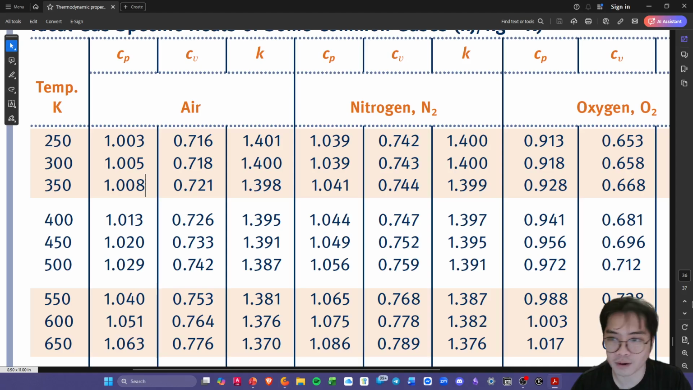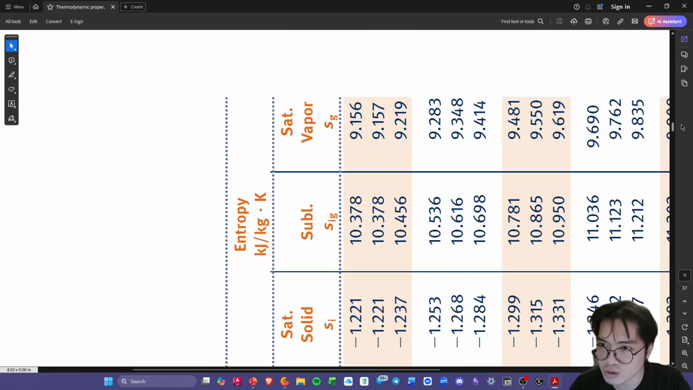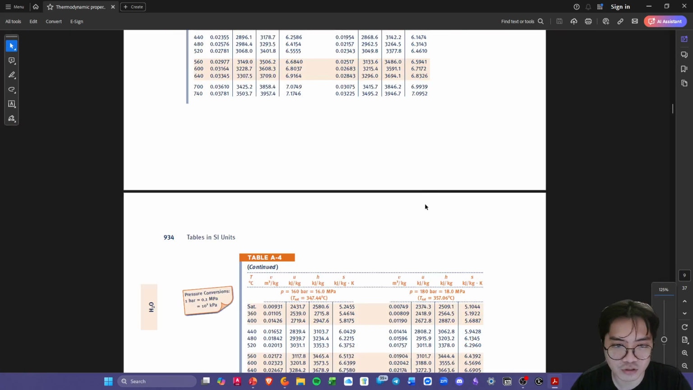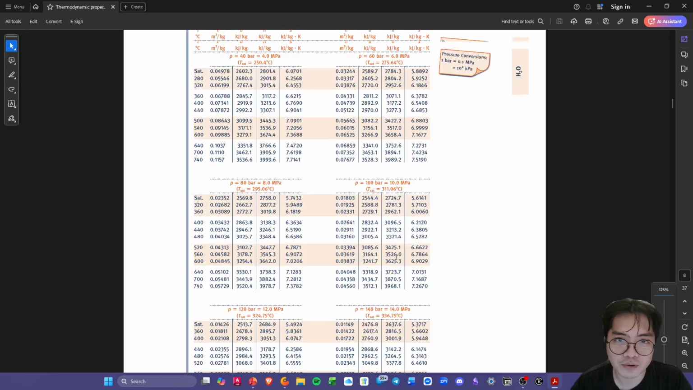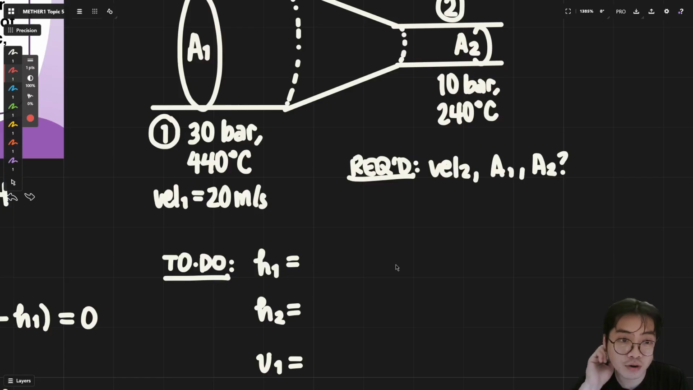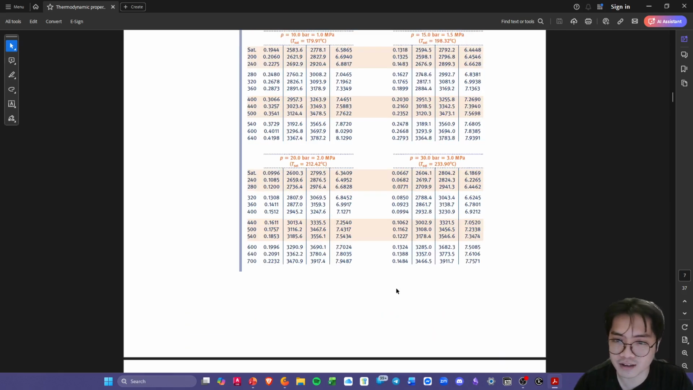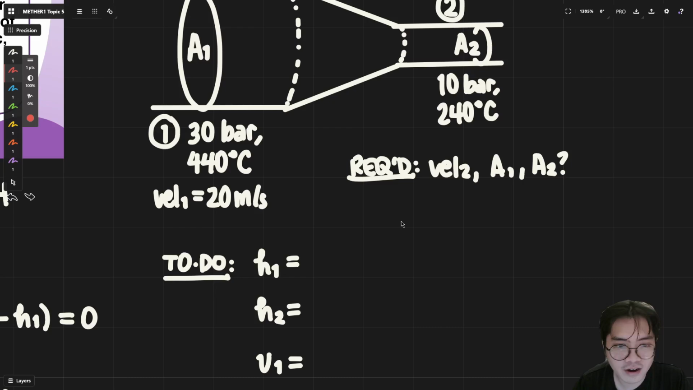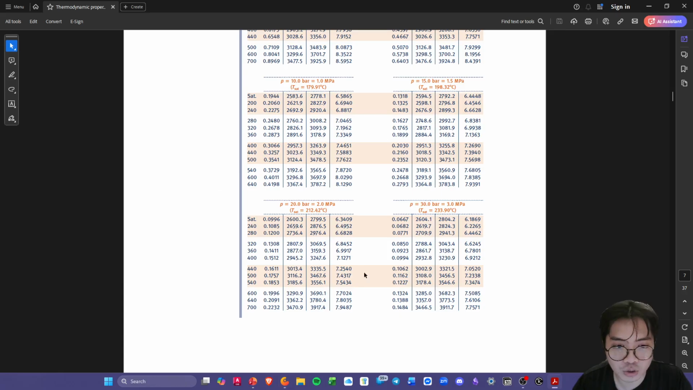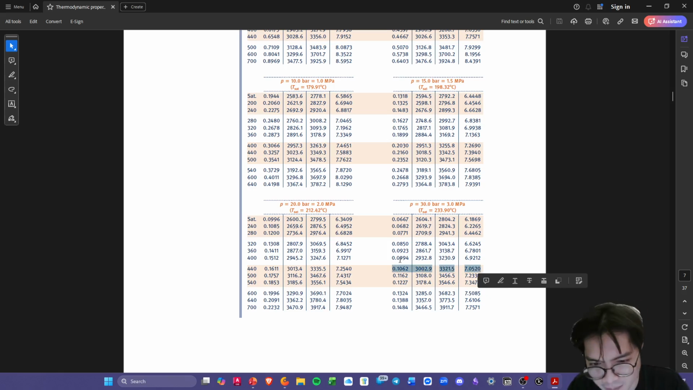Table A4. I'll now use the scroll because apparently they don't want to scroll properly. We will go to, what is this? First 30 bar. Hopefully there is a 30 bar. And who are we kidding? Of course, I'm not going to give myself interpolation. 30 bar, 440 degrees Celsius is this row, right? So that you don't have to look up, so you can see I'm very ergonomic like that.